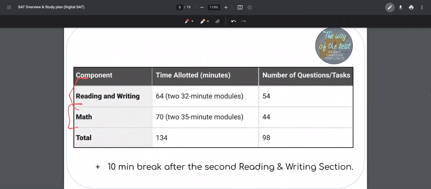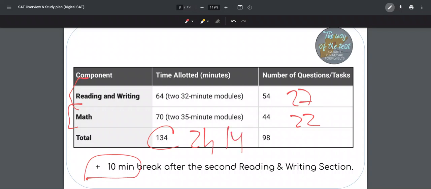Here we have the 2 modules. Each module contains 27 questions for a total of 54 questions, and in these 2 modules, you're going to take 64 minutes in total. After the first 2 modules of reading and writing, you get a 10-minute break. Then after the 10-minute break, you have the 2 math modules. The 2 math modules have 22 questions each for a total of 44 questions and a total of 70 minutes. The exam in total takes 2 hours and 14 minutes. It will be 2 hours and 24 minutes if you take into account the 10-minute break.